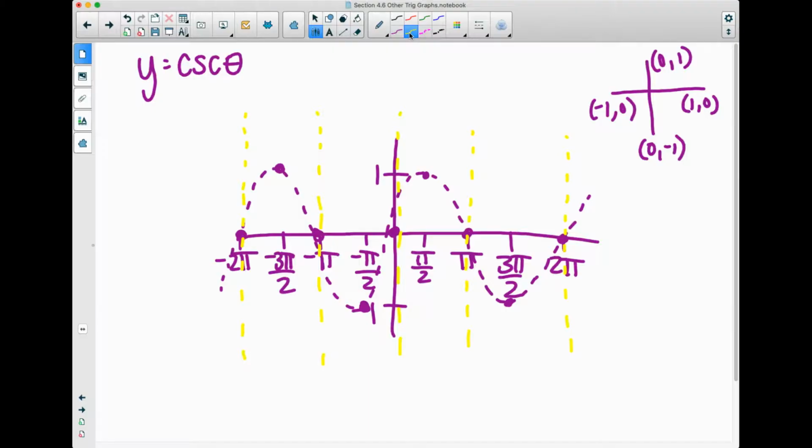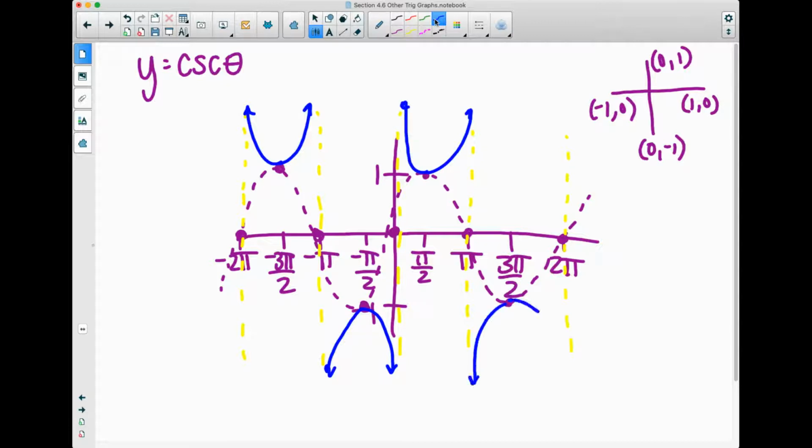But then here's the easy part. Now that you've created these asymptotes, it's really easy to draw your graph from here. All you're going to do is make little mini parabolas coming off of the vertices from the top and the bottom, and you just follow the asymptotes. So the blue lines are the graph.